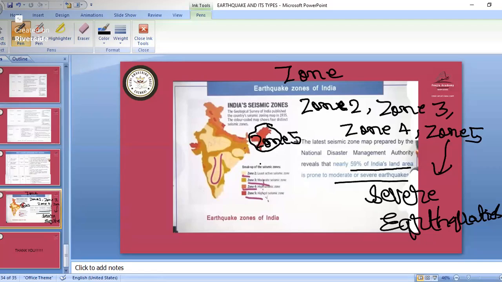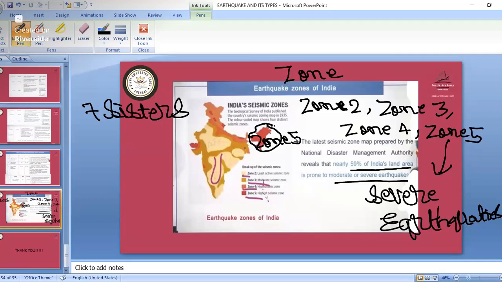Okay, so what are those northeastern states? That part we all must know. We have the seven sisters in that. So what are all those seven sisters? You all must know that too, so just go through Google and search it. Okay, what are those seven sisters?